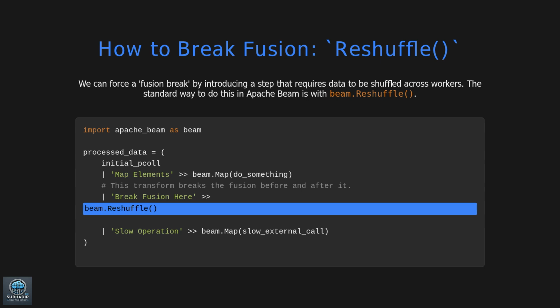This is where fusion breaking comes in. We can intentionally insert a barrier to prevent fusion. The most common way to do this is by adding a beam.Reshuffle transform. A reshuffle forces Dataflow to materialize the data, write it out, and then read it back in, effectively shuffling it across the worker pool. This creates a clean break, allowing the next stage to be fully parallelized.